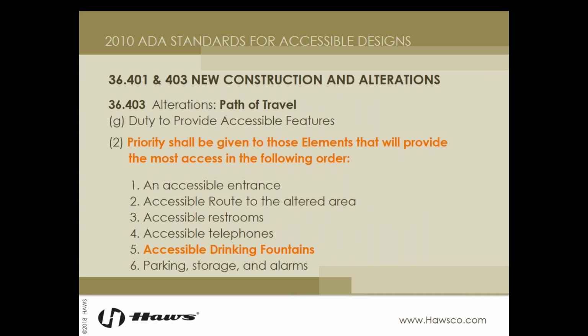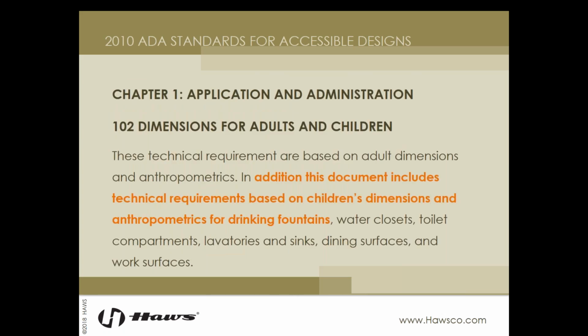This section of 36.403 gives us a list of priorities when making alterations to provide accessibility to a facility. You will notice that in this list, drinking fountains take a pretty high priority, even over accessible parking. So as you can see, along with restrooms and telephones, which is kind of an odd one nowadays when your telephone is typically in your pocket, but there are still payphones and public phones out there for emergencies. But access to water is very important.